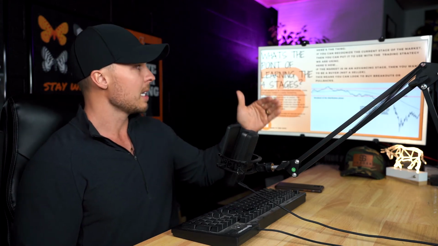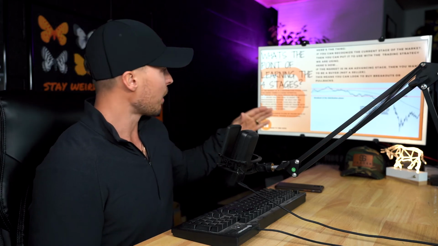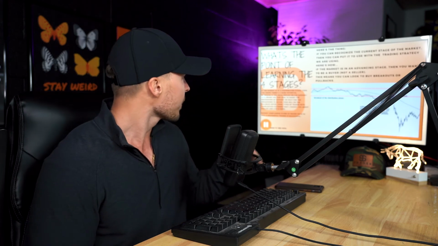Now, if the market is in an advancing stage, then this means you can look to buy breakouts or pullbacks. Now, we, in this strategy, buy pullbacks or sell pullbacks. Now, if the market is in a distribution stage, then you know there's a huge potential to the downside. If the price breaks below the support, this means you can look to short the breakdown of support or wait for the breakdown to occur. Then sell on the pullback. Enter these types of trades with our strategy.